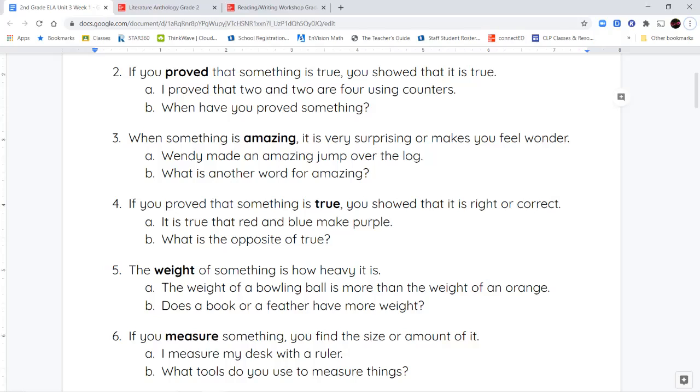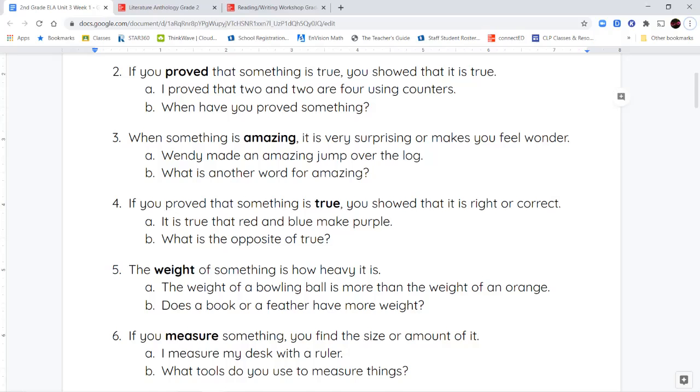Your fifth word is the word weight. So when we're talking about weight, we're talking about how heavy something is. So you can tell your weight if you stand on a scale. You can put food in those weights or baskets at the supermarket to figure out how much something weighs.